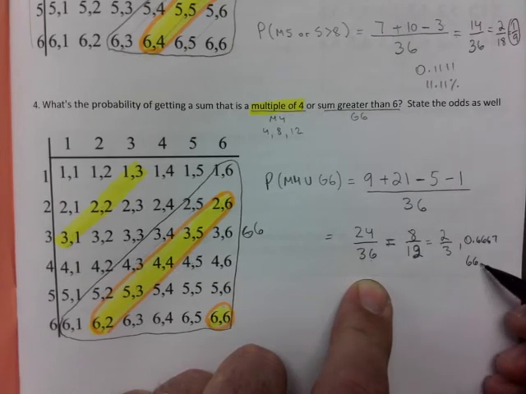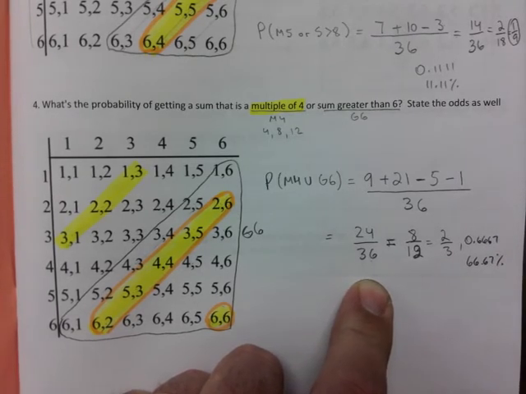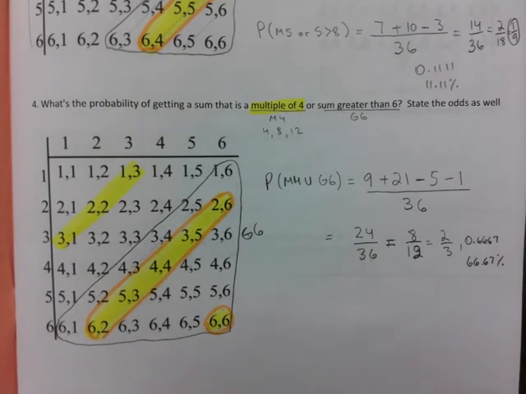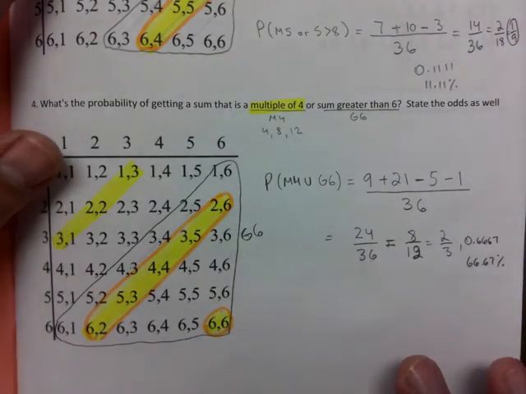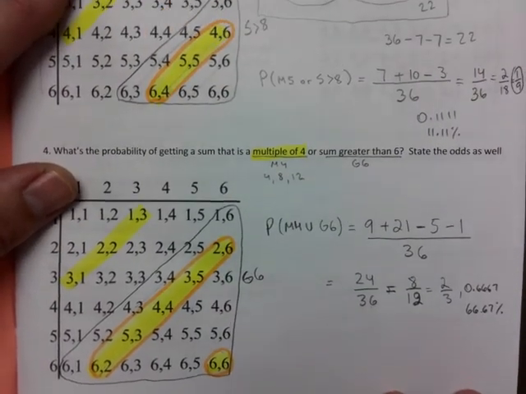So that's 0.6667 or 66.67%. And so there you have it. That's how you would do a question like this. So you don't have to do a Venn diagram. That was just to show you. Let's still answer the odds.